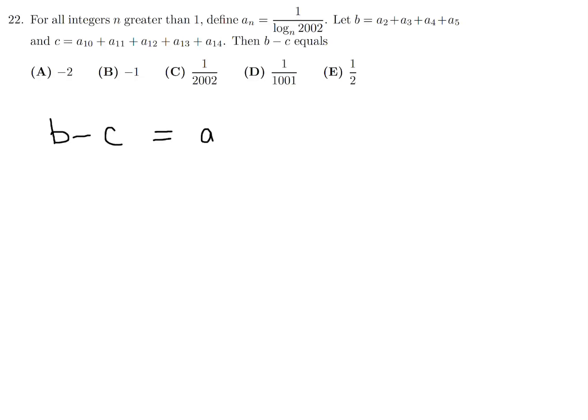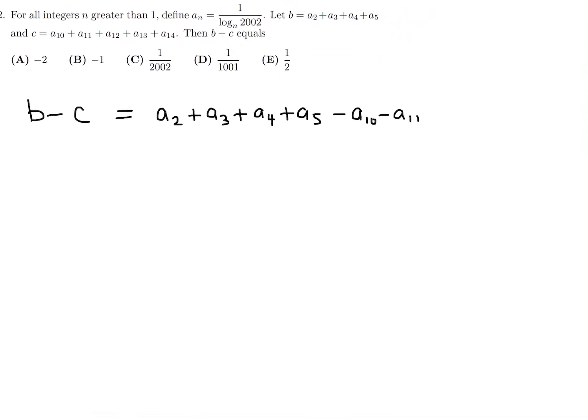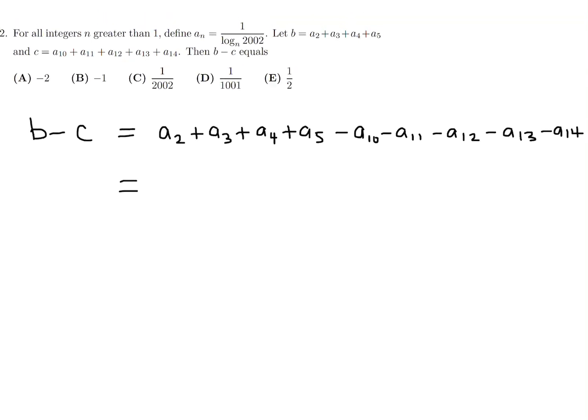So b is a2 plus a3 plus a4 plus a5, and c is, so we're subtracting, so it'll be minus a10 minus a11 minus a12 minus a13, and finally minus a14. And then each of these is defined in a certain way. They've given you a definition here that a_n is 1 over the log of 2002 to the base n, the reciprocal. So we'll write that in there, b minus c.